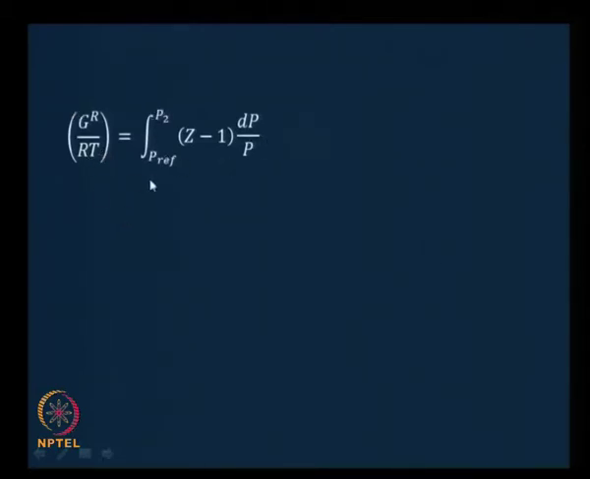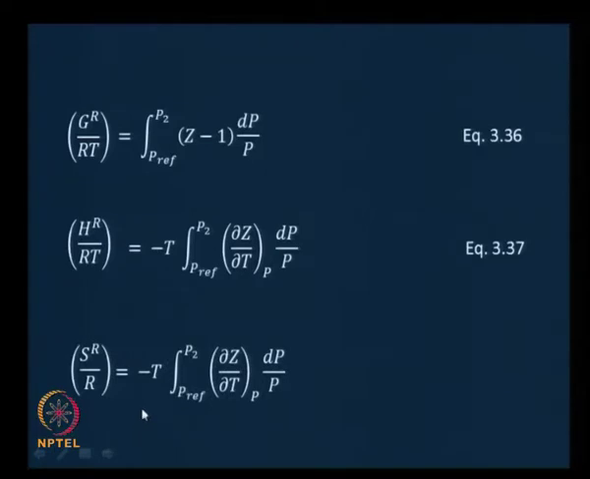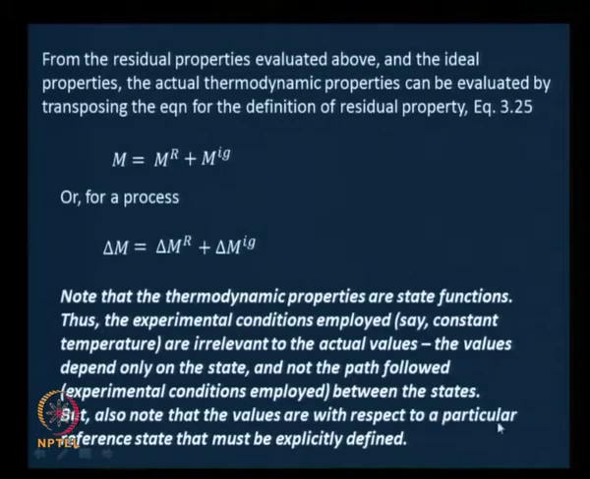GR by RT is integral from P reference to P2 of Z minus 1 dP by P. HR by RT equals minus T integral from P reference to P2 of dou Z dou T at constant P, dP by P. And SR by R equals minus T integral from P reference to P2 of dou Z dou T at constant P, dP by P, minus integral from P reference to P2 of Z minus 1 dP by P. Therefore, you can use this to get the residual value, and if you know the ideal gas value, to get the actual value all you need to do is add them both, just by definition, or for a process you could do the deltas too.